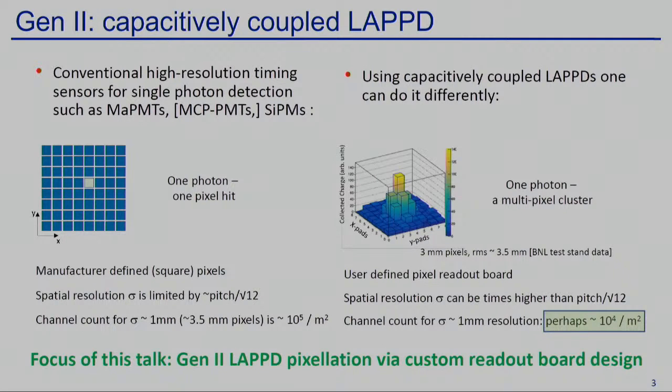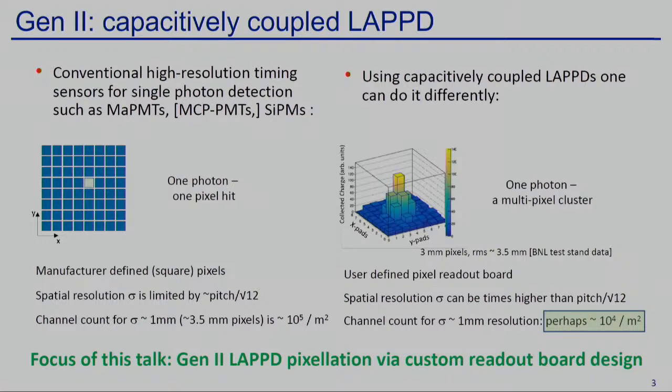In this case, one photon produces a multi-pixel cluster. Pixelation is user-defined. In this particular case, you can see an 8 by 8 matrix with 3 millimeter pixels. And RMS for this generation of tiles is 3.5 millimeter. Spatial resolution can be several times better than pitch over square root 12. As long as occupancy is not an issue, one can crank up the signal-to-noise ratio by using, for example, low noise, high frequency preamplifiers, and get a resolution of maybe a few hundred microns out of pretty large pixels. So this is the focus of my talk.